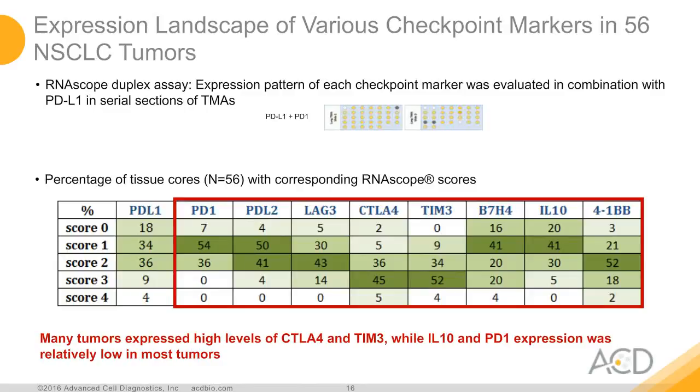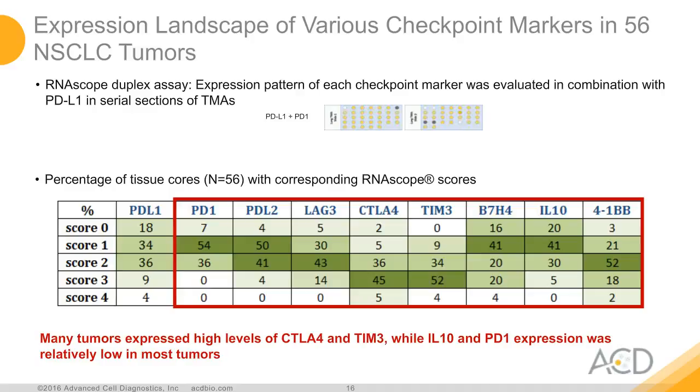Next, using the RNAscope duplex assay, we then evaluated the expression landscape of other checkpoint markers in combination with PD-L1 in serial sections of TMA. This table here shows the distribution of tumor tissues expressing these 8 additional markers, including immune inhibitory checkpoint markers such as PD-1, PD-L2, LAG3, CTLA4, TIM3, and B7H4, IL-10, a cytokine marker, and the immune stimulatory molecule 4-1BB, analyzed together with PD-L1. The expression pattern was represented by percentage of tissues with corresponding RNAscope scores.